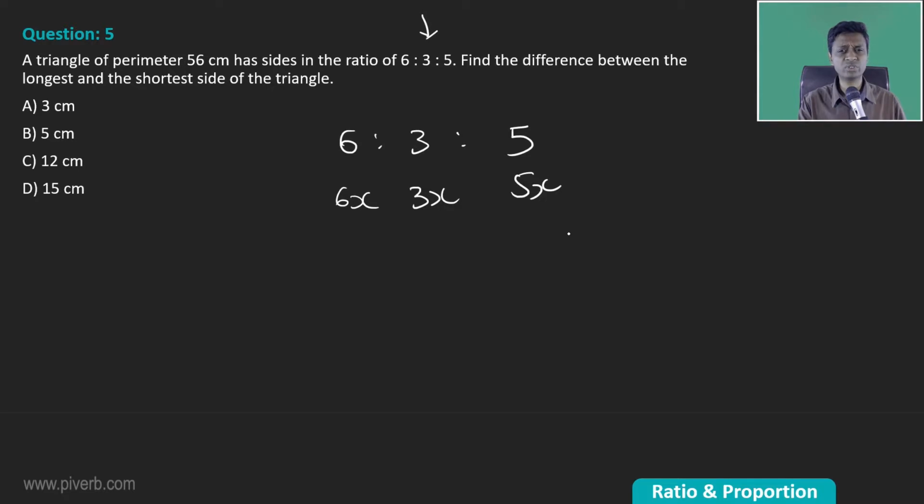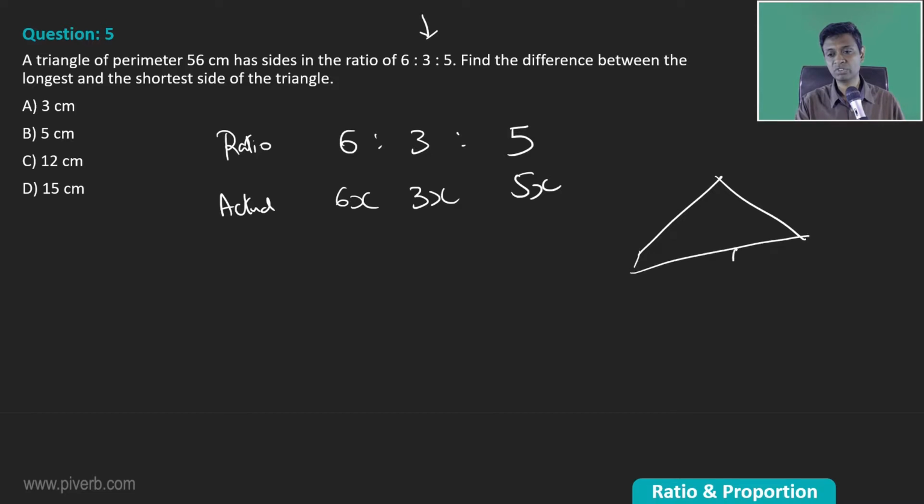The ratio is 6:3:5. We can assume the actual numbers to be 6x, 3x, and 5x. So we have a triangle which has sides 6x, 3x, 5x. The perimeter will be 6x plus 3x plus 5x, which is given to be 56 centimeters.